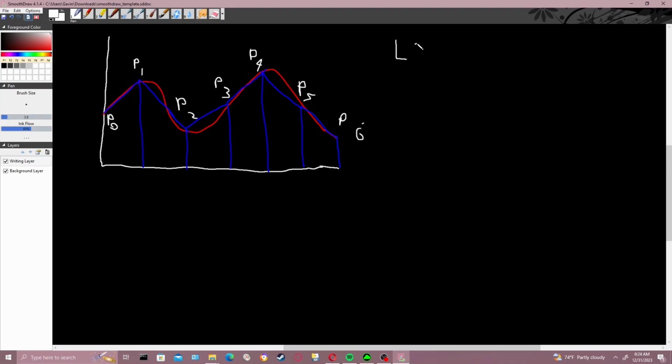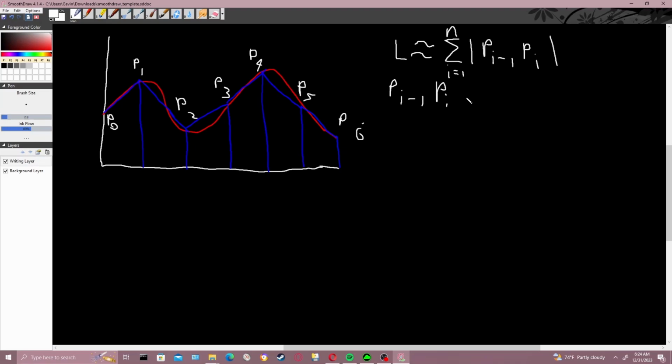We'll say L is approximately equal to the sum of i equals 1 of P_{i-1} P_i. And you may be asking me, what does this mean inside of this? Well, it's actually just a very small simplification.